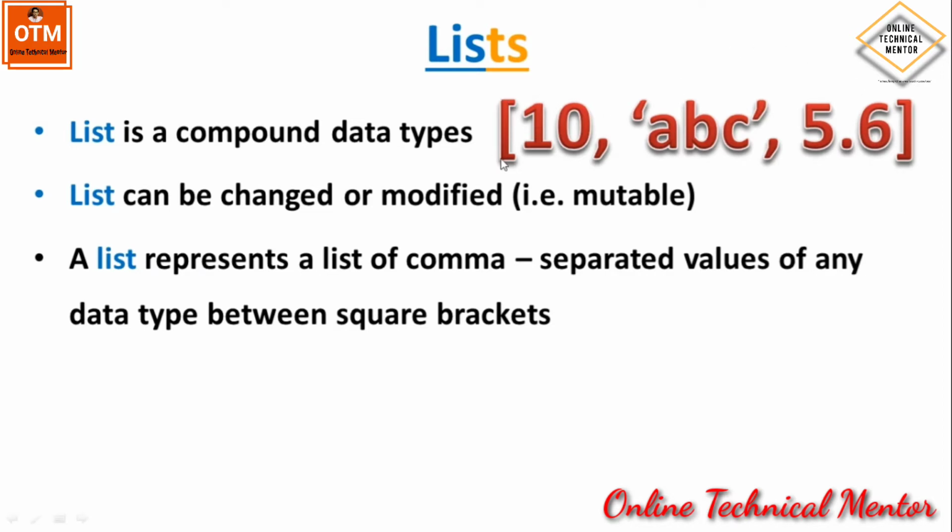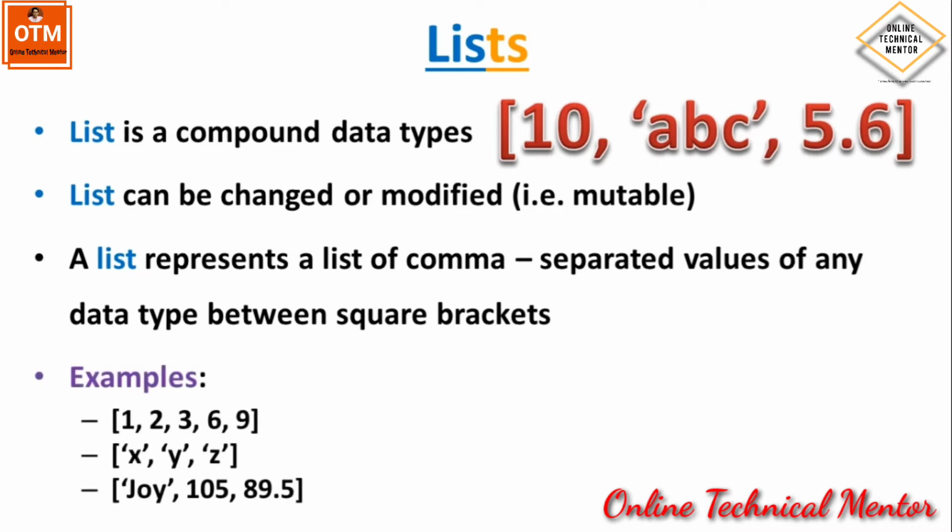So here in the example, within the square brackets, I have written 10, then a string ABC which is enclosed within quotes, and then 5.6, which is a float value. More examples of lists are 1, 2, 3, 6, 9. This is called an integer list. All the elements of the list are integers. If all the elements are characters, it is called a character list. And the last one, a name is written within single quotes, then an integer, then a float value. So it is called mixed data types.